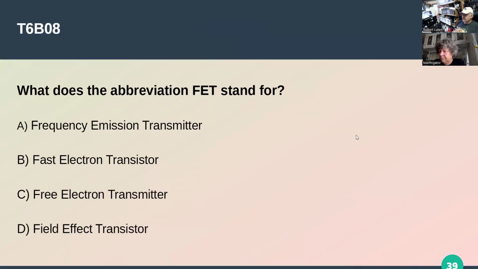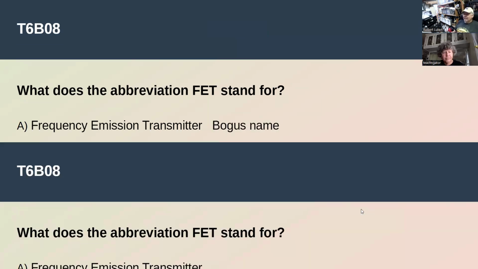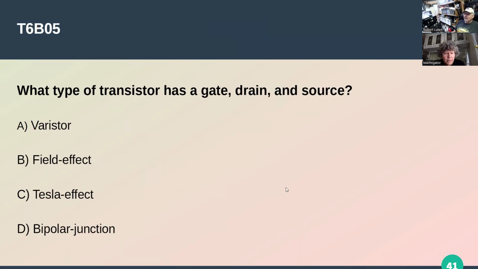So what does the abbreviation FET stand for? Delta. Very good. What type of transistor has a gate, drain, and source? Bravo. Bravo.